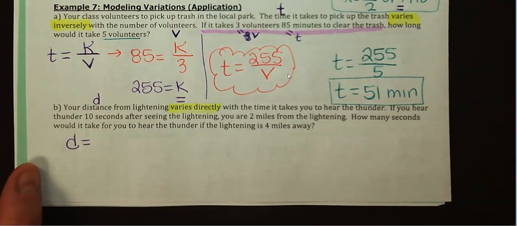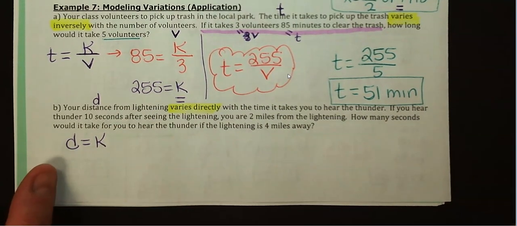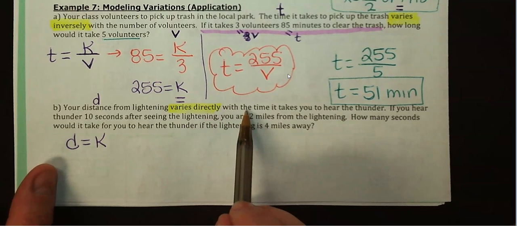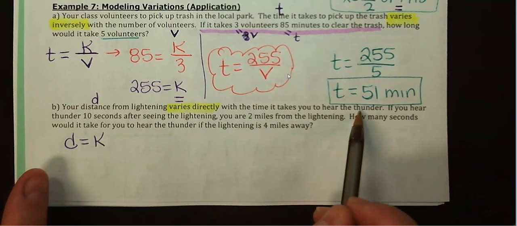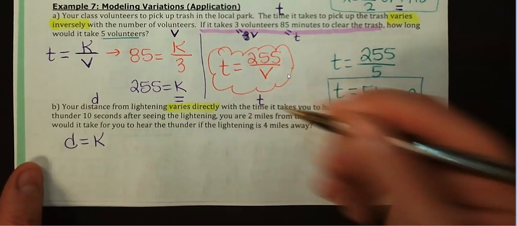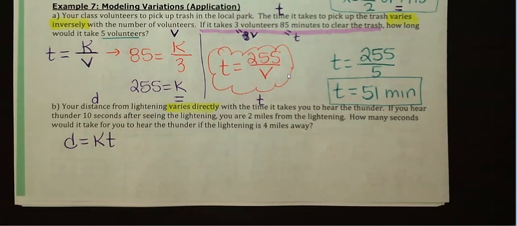Directly just means I'm going to do K times whatever variable follows this. This says varies directly with the time it takes you to hear the thunder. So maybe I just use T for time here. And if you guys want to use different variables, you're welcome to do that. But it's kind of like the first part, whatever's first varies. So that variable equals, and then K directly times your next variable, or inversely K divided by your next variable.